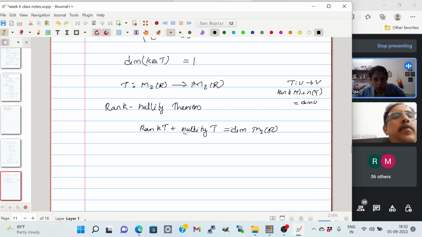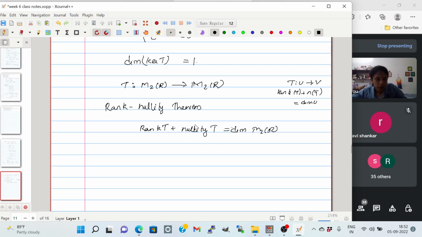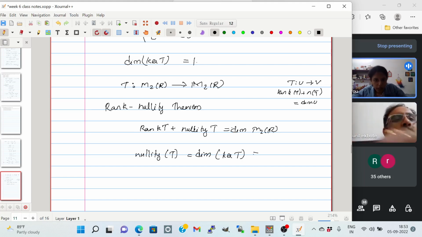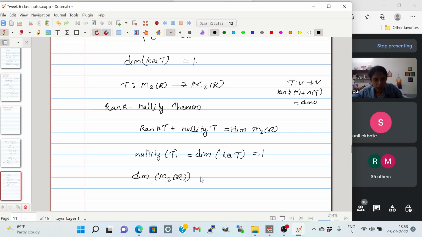Now we already got nullity of T. What is nullity of T? Nullity of T means dimension of the space kernel of T. That we got already, one. Now we want to find rank of T also. What is dimension of M2 of R? Yeah, 4, right. Dimension of M2 of R is 4.